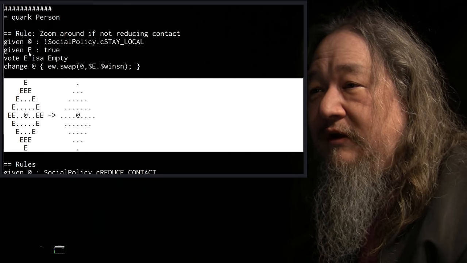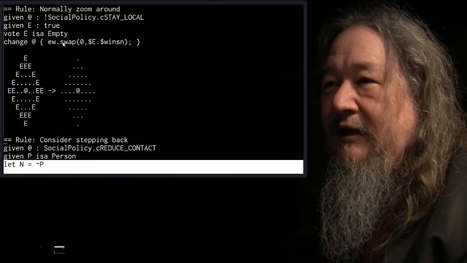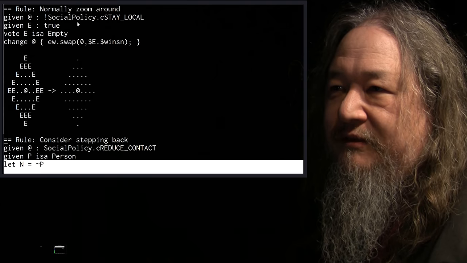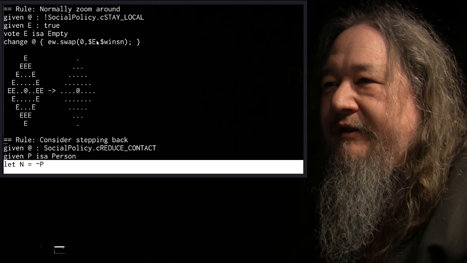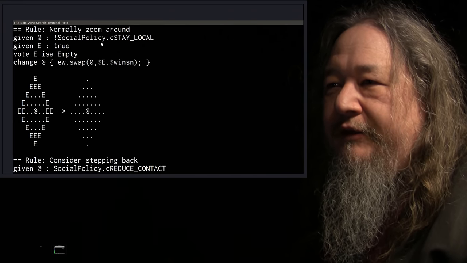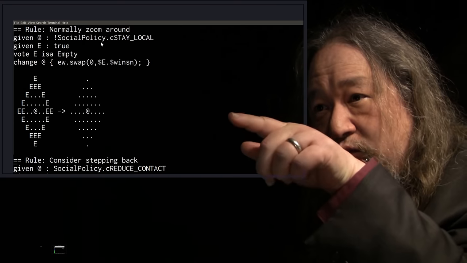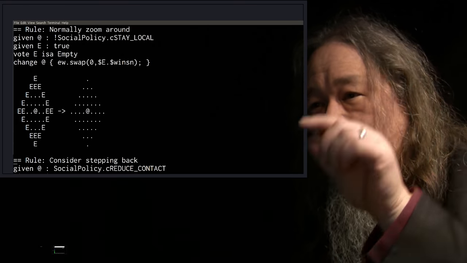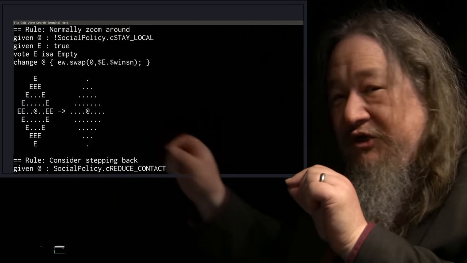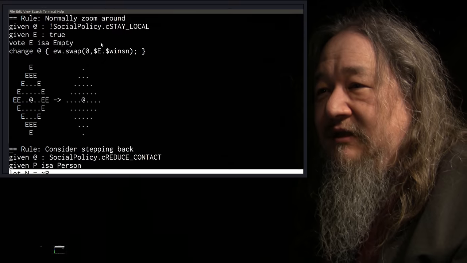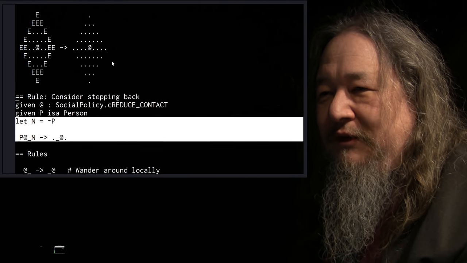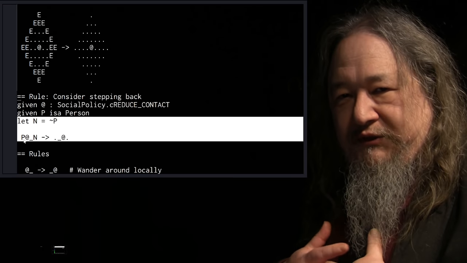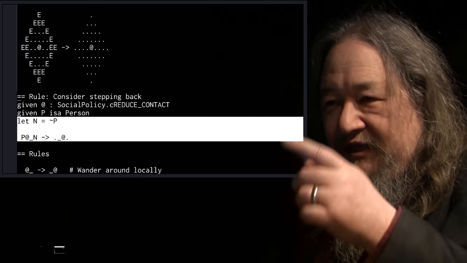Now we've put it under a constraint, though, that says, well, it's okay. You can see it up at the top here, that if we stay local, then that rule is not going to apply. And that's the trick. So we can turn this thing on and off to see whether that rule is going to jump long distances or not. And here's the next one, the reduce contact rule. This is a tiny little rule. So P @_N. @ is always me, the guy that's doing the thing. And we say given P is a person.